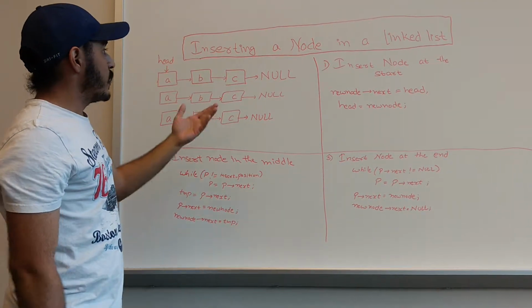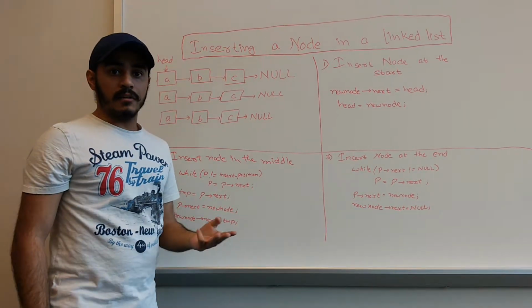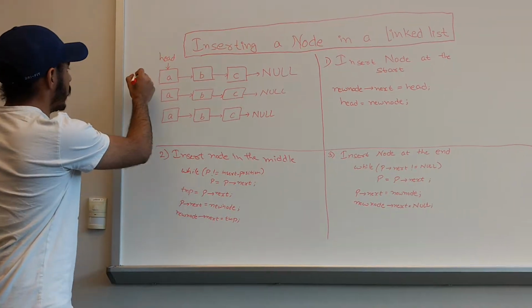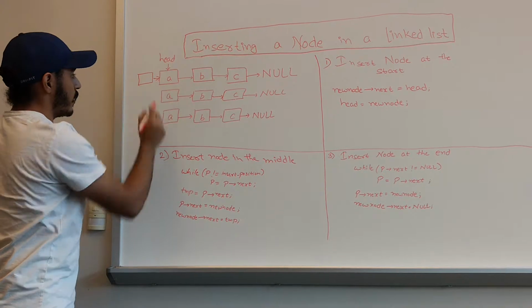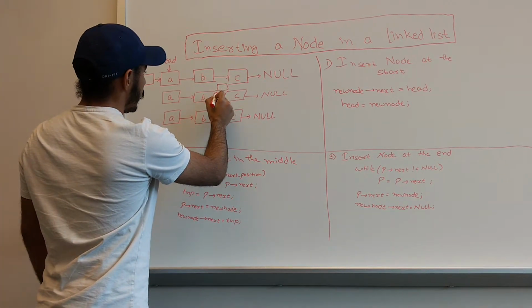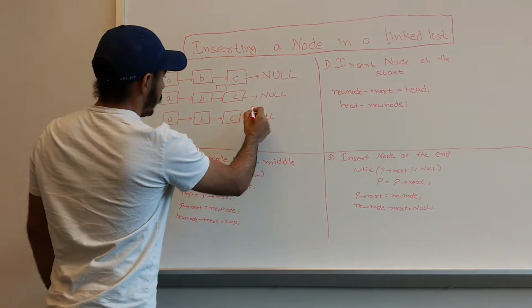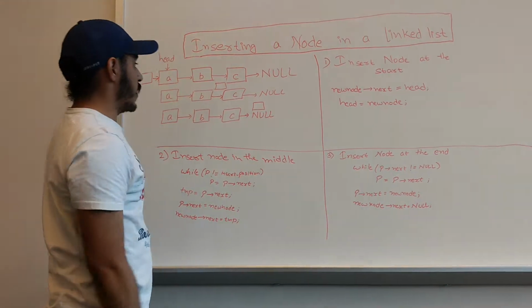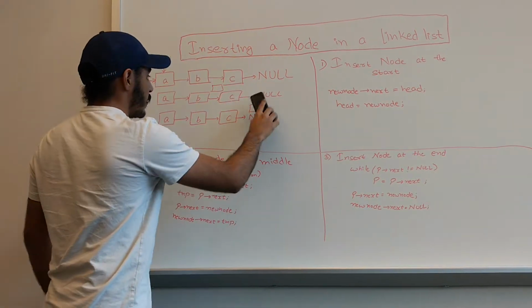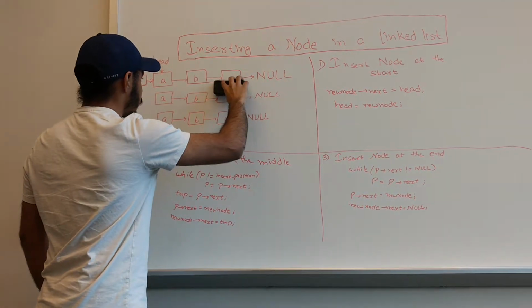So whenever we want to insert a node in a linked list, there could only be three cases that could arise. For example, initially we could add a node in the front of the linked list. That is case number 1. Or we could insert a node somewhere in the middle. So this is case number 2. And then we could insert a node at the end. So this is case number 3. We'll go through these cases one by one, and we'll discuss how we can do this.